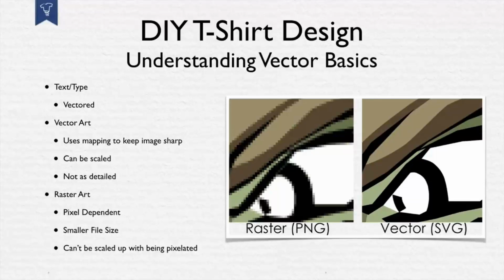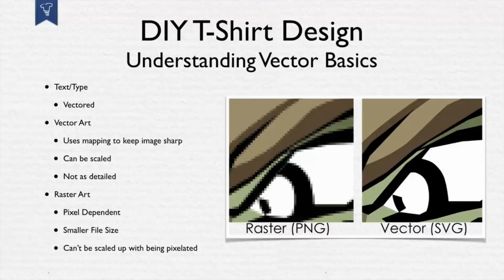So you have three main graphic types. You have text or type, which is all the text that you see on this screen, and that is vectorized. And then you also have vector art and raster art. What vector art is, it uses mapping to keep the image sharp. It can be scaled, but it's not as detailed, and it's a huge file.